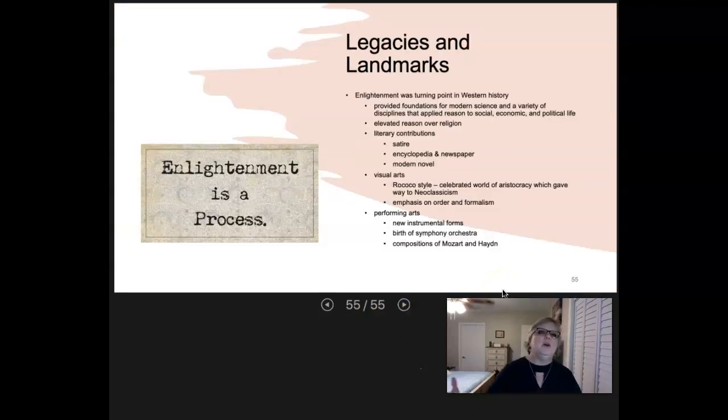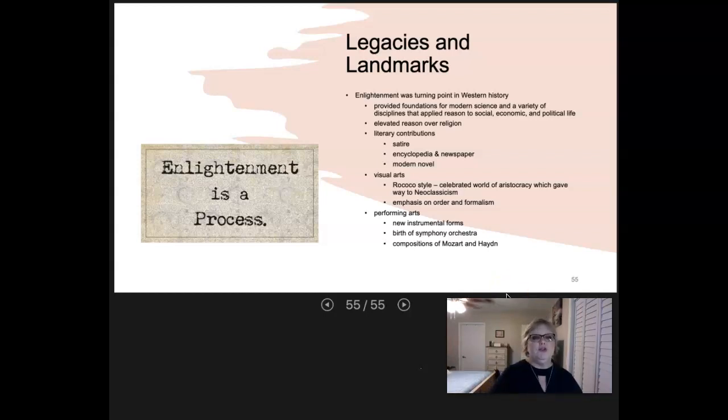So when we're looking at landmarks and legacies of the Enlightenment, remember that enlightenment is a process. People didn't just wake up one day enlightened. It was a process that the entire society was going through. Remember that the Enlightenment was a turning point in Western history. It provided foundations for modern science and a variety of disciplines that applied real reason to social, economic, and political life. It elevated our reason over just religion. Now, religion didn't dictate everything. Now, people could think outside of their religious beliefs.